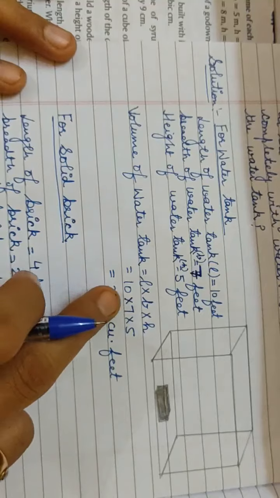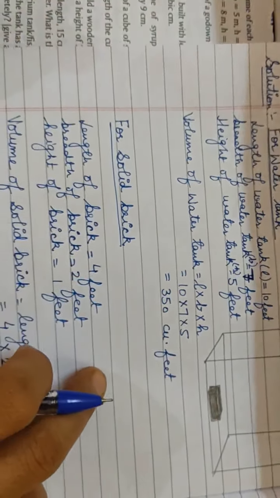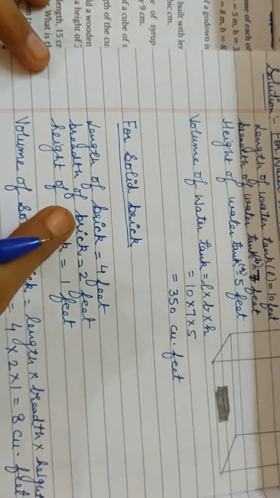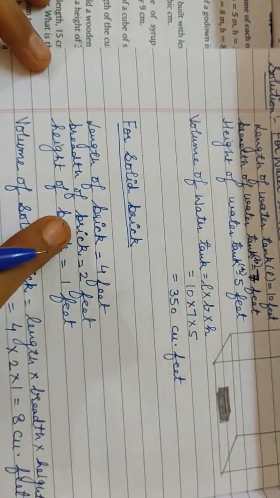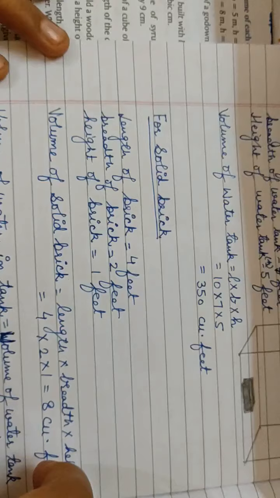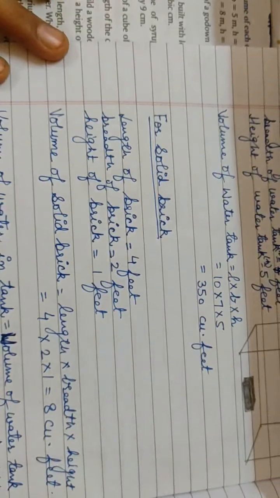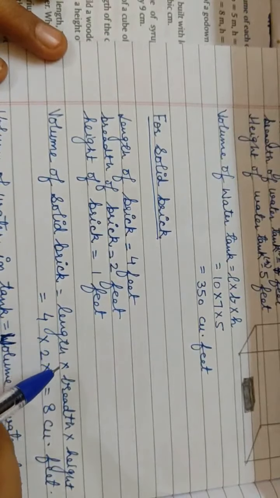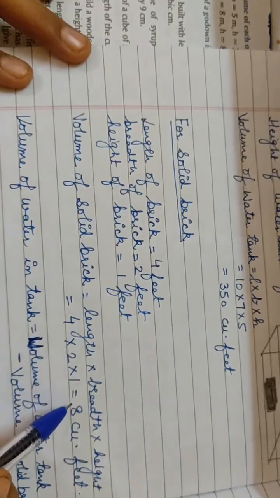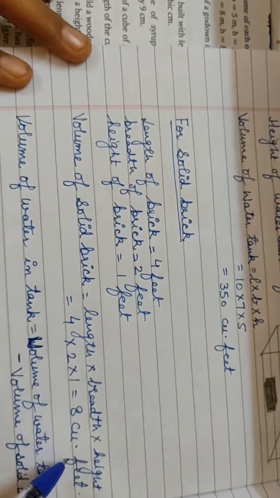So we will get 350 cubic feet. Now we will find the volume of this solid brick. The length of brick is 4 feet, breadth of brick is 2 feet and height of brick is 1 feet. So as the brick is in the shape of cuboid, its volume will be length multiply breadth multiply height, that is equal to 4 multiply 2 multiply 1. When we multiply it, we will get 8 cubic feet.